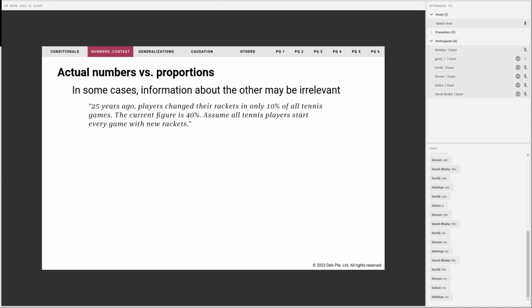It says 25 years ago, players changed their rackets in only 10% of all tennis games. The current figure is 40%. And assume all tennis players start every game with new rackets. Now, my question to you is, would a statement like this be relevant in this case? Think about it, and whenever you're ready, please unmute and give me your thoughts.